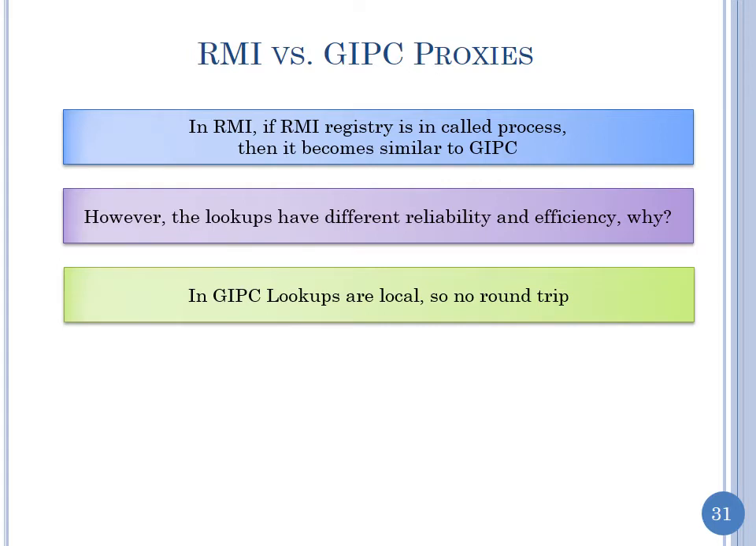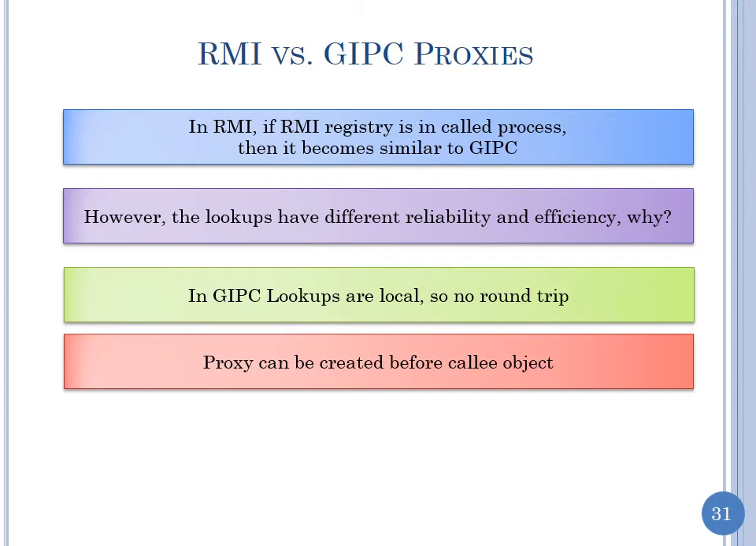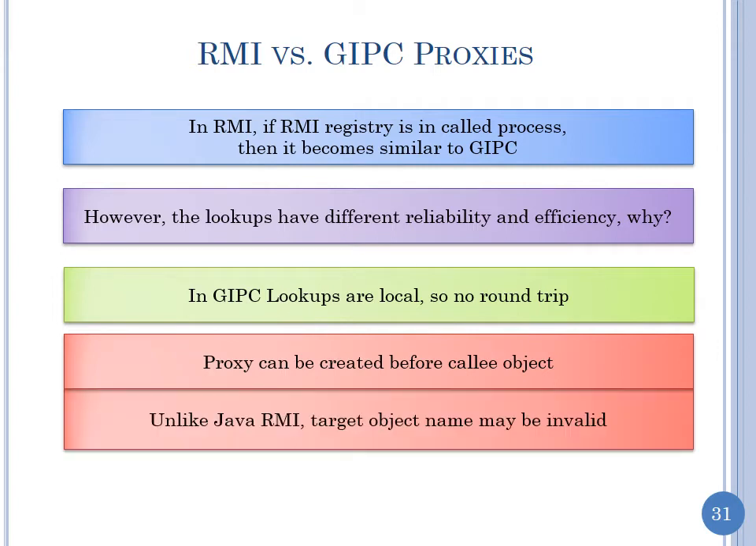In GIPC, lookups are local, so no round trip. Okay. The proxy can be created before the callee object. So there's no intermediate mediating server. So the callee object may not even exist, as Chris pointed out. So unlike Java RMI, the target object name may be invalid. Okay, so there's no way to ensure that the name you gave is correct. The object that you want may exist at the remote end, but you may have the wrong name for it.